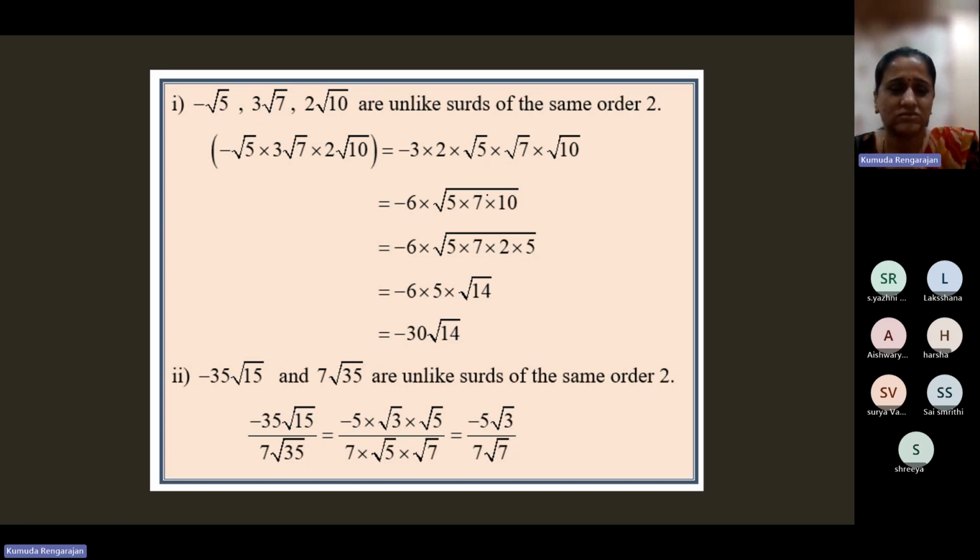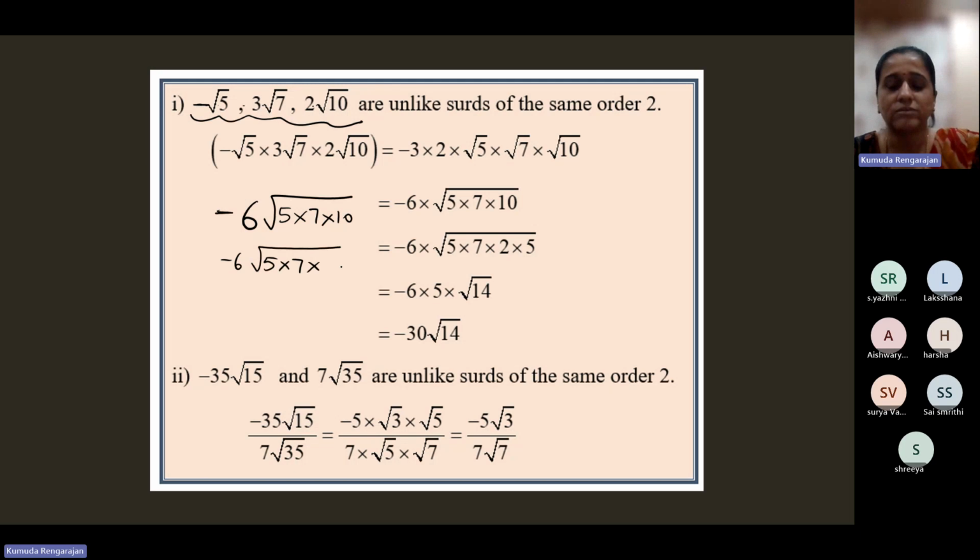So you can just do it when you look at this: multiply the rationals. So 3 2s are 6, and there's a minus sign here, so minus. And under the square root, we have 5, 7, and 10, because everything has the same order, 2. So you can put all the numbers under the square root. Then minus 6 square root of, if possible, break down the numbers into their prime factors.